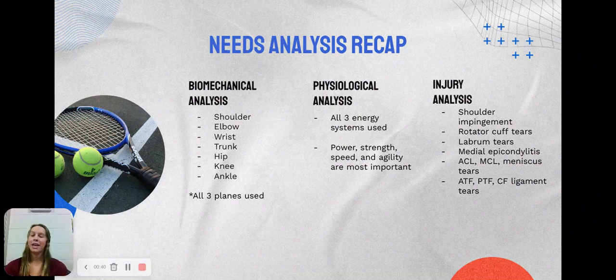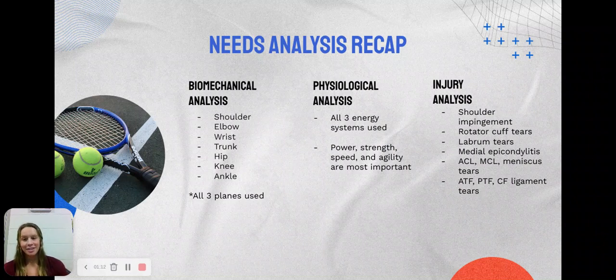As far as the biomechanics of tennis go, pretty much all the major joints in the body are used, from the shoulder all the way through the elbow, and all three planes, which are the frontal, sagittal, and transverse plane, are used since tennis revolves around a bunch of dynamic movements. The physiological analysis states that all three energy systems are used at different points of the game, but we'll focus primarily on the ATP-PCR system, which will be further explained in the next few slides. Power, strength, speed, and agility are the most important components of tennis.